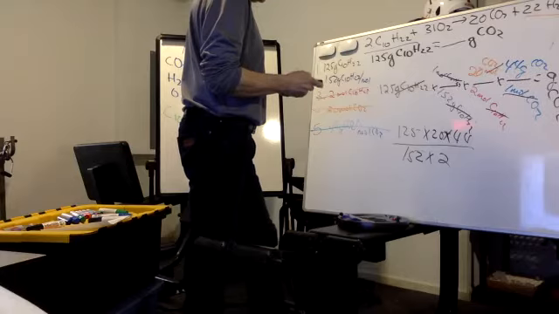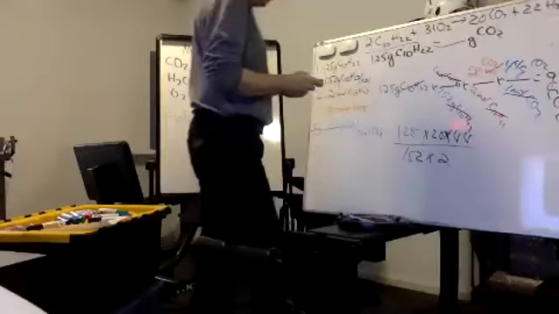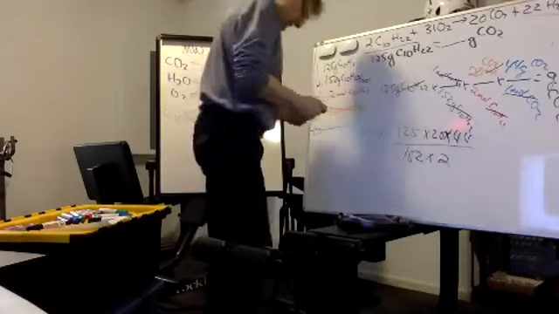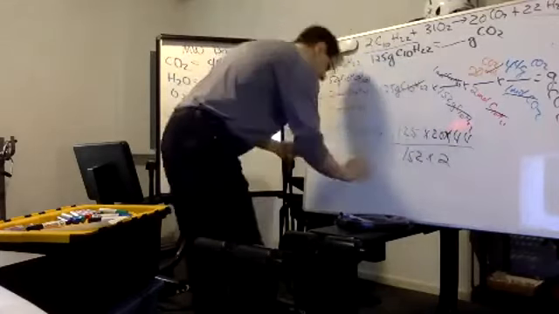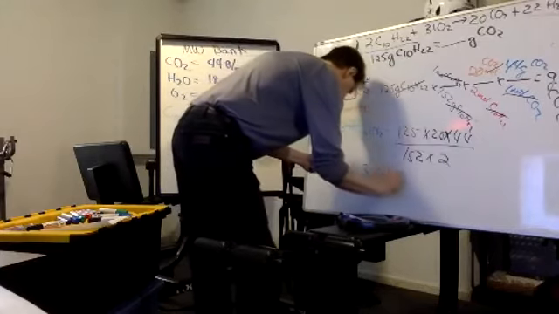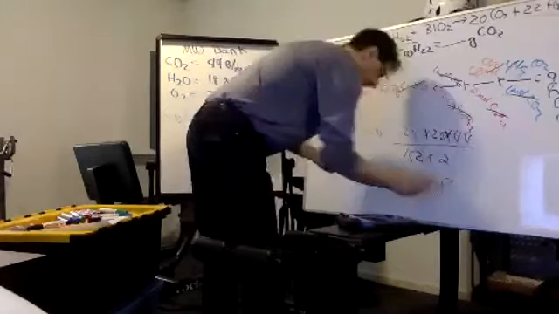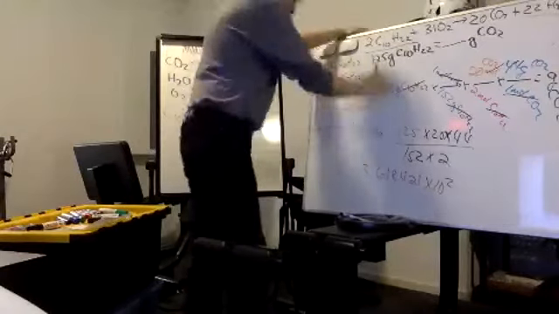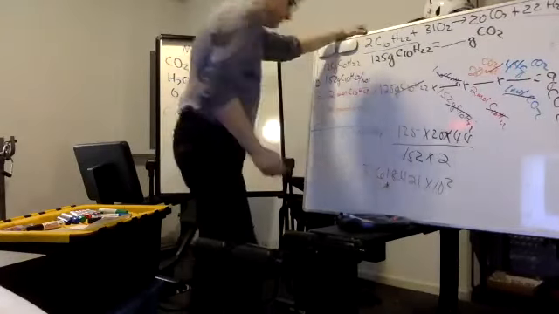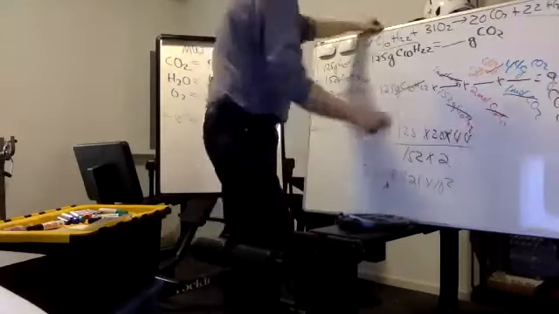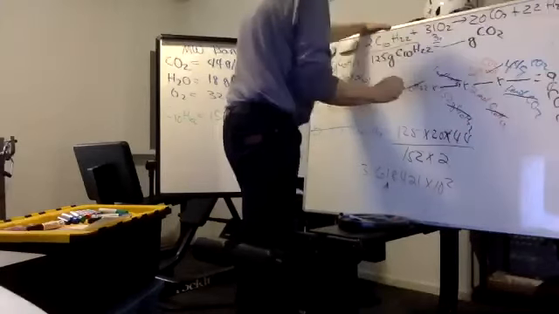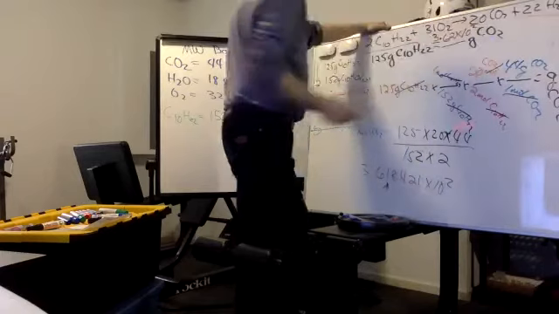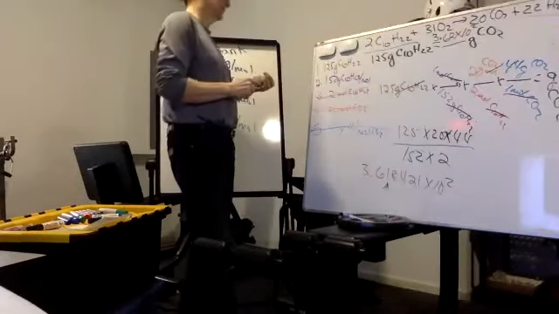125, enter, 20 times, 44 times, 152, enter, 2 times, hit the divide. Got a raw answer: 3.618421 times 10 to the second. We'll do a sig fig check. 3, 1, 2, 3. There's my round spot. I'm going to kick that up one. I'm going to go 3.62 times 10 to the second grams of CO2 for that one.